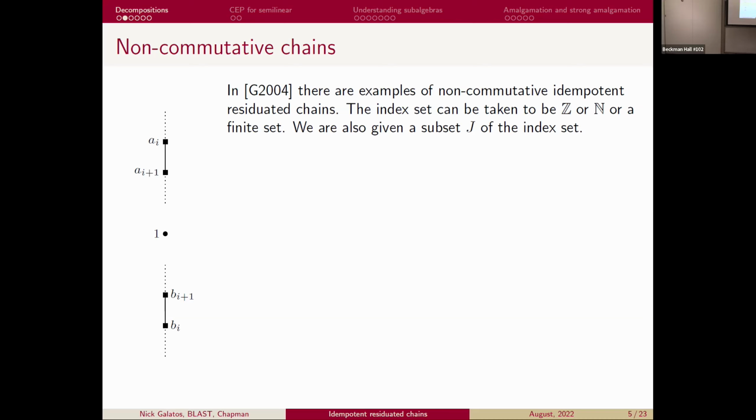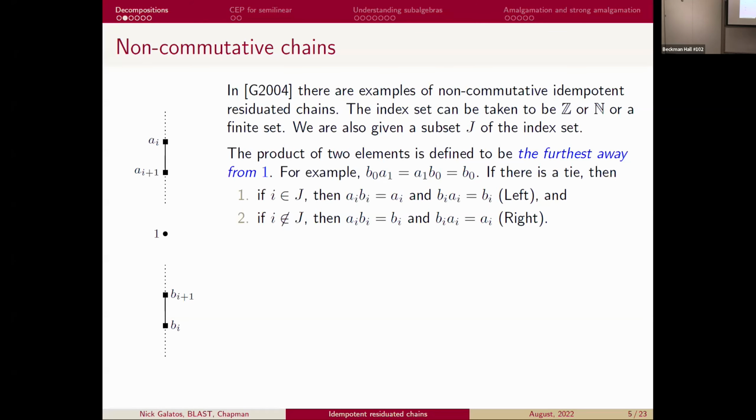So now do the same thing, take any chain, but now please take the chain to be discrete, namely either the integers or the naturals or the duals of the naturals or a finite set. And do the same thing, flip it upside down up there and define exactly the same thing, the product to be the furthest away from the identity, but break the ties in a different way. We have to be given an index set, a subset of the index set, that's going to tell us how to break the tie at every single point, and it may be different for different points.